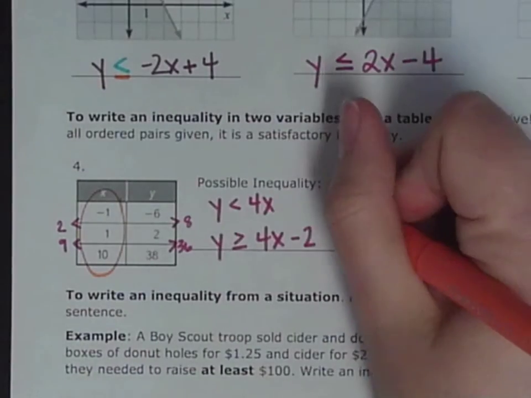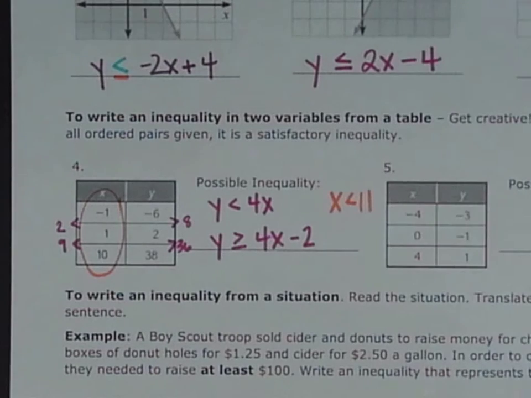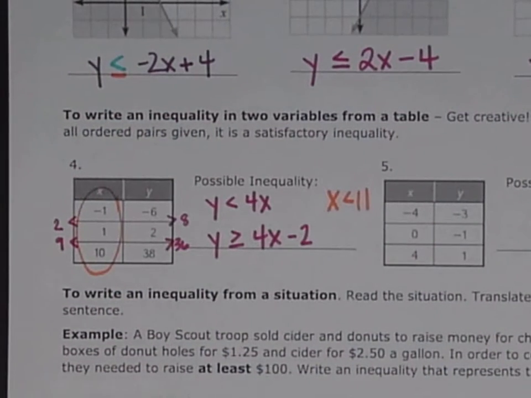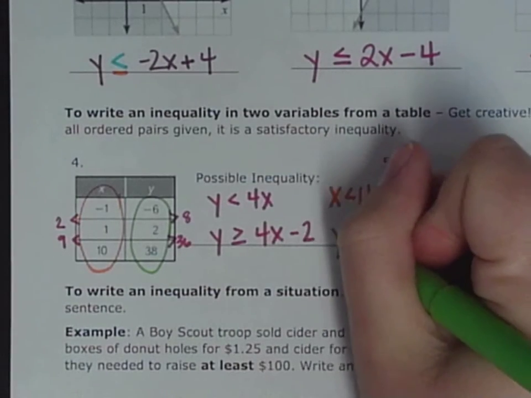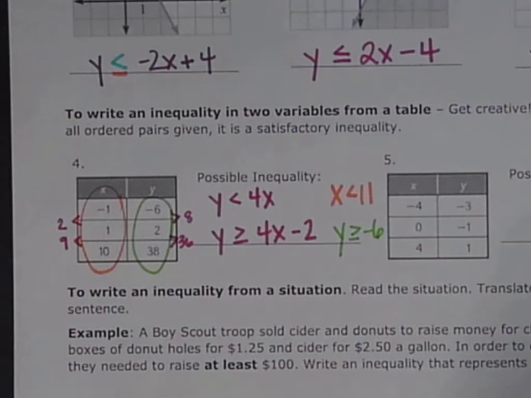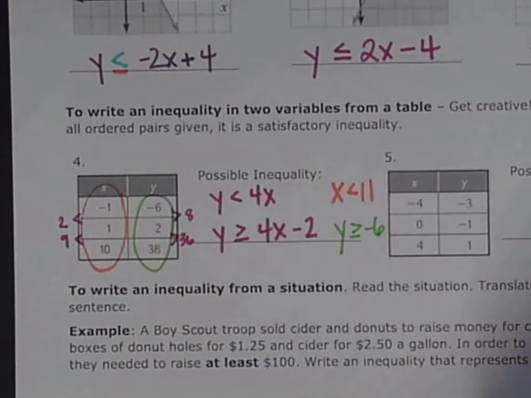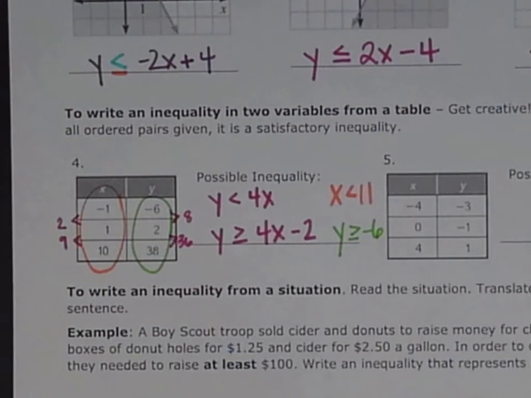You could get lazy. You could say, hey look, all of my x values are less than 11. Or you could look at your y values and say, hey, all my y values are greater than or equal to -6. So for a table, unless they give you restrictions in the directions, almost anything goes.